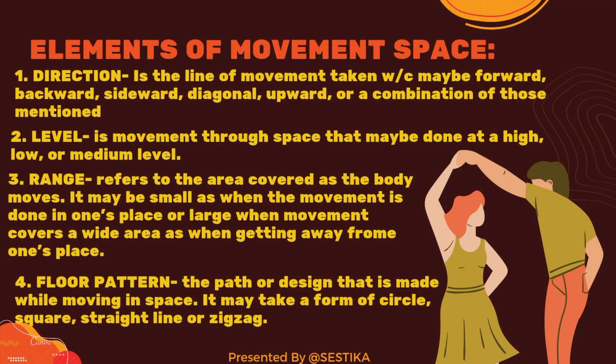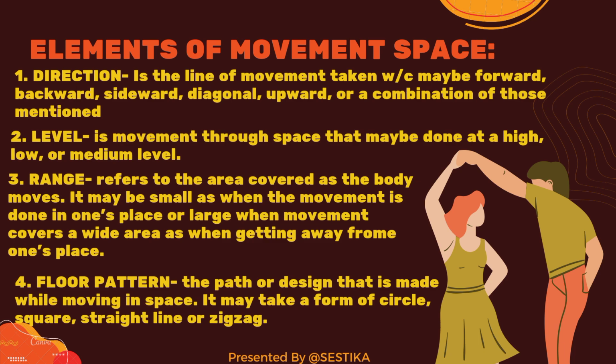Elements of movement space. In the context of dance or visual arts, the element of movement space refers to how dancers or objects move within a given area. It includes concepts like direction, level, size, and pathways of movement. Essentially, it's about how movement occupies and interacts with the space around it. We have here four elements of movement space.